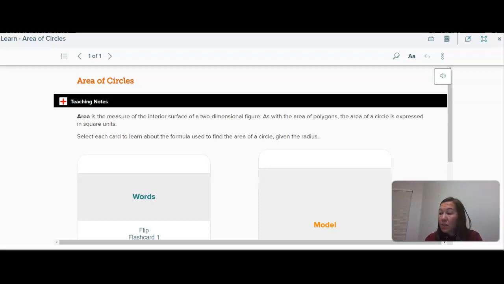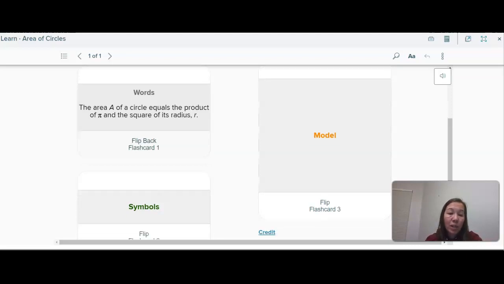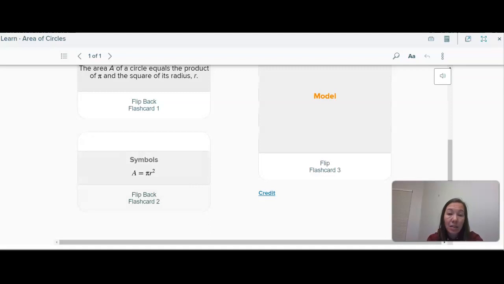So we started looking at area of circles, and we are going to continue with area of circles on page 458 in your book. So go to page 458, and we're going to talk about the area of a circle. Area is the measure of the interior surface of a two-dimensional figure. As with polygons, the area of a circle is expressed in square units. The area of a circle, which we looked at and kind of derived the formula for in class, is the product of pi and the square of its radius. In symbols, it looks like this.